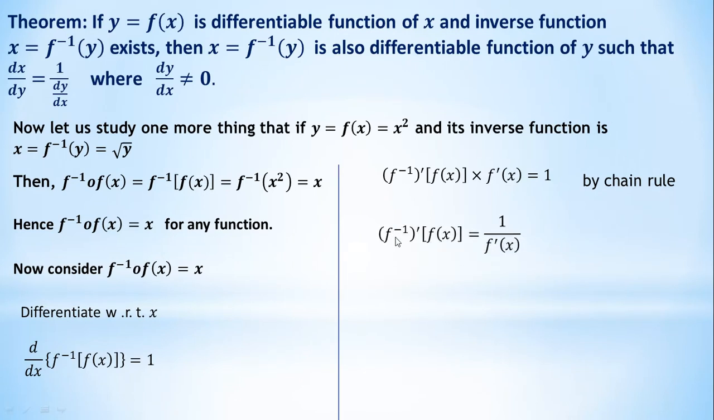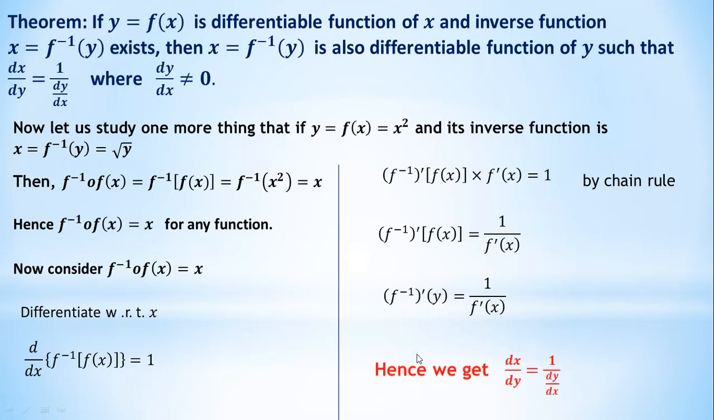Now next step. So f inverse dash of f of x is equal to 1 upon f dash x. See, transfer this term to the right hand side. So it will be 1 upon f dash x. So that is f inverse dash. What is f of x? F of x is y. So f inverse dash of y is equal to 1 upon f dash x.